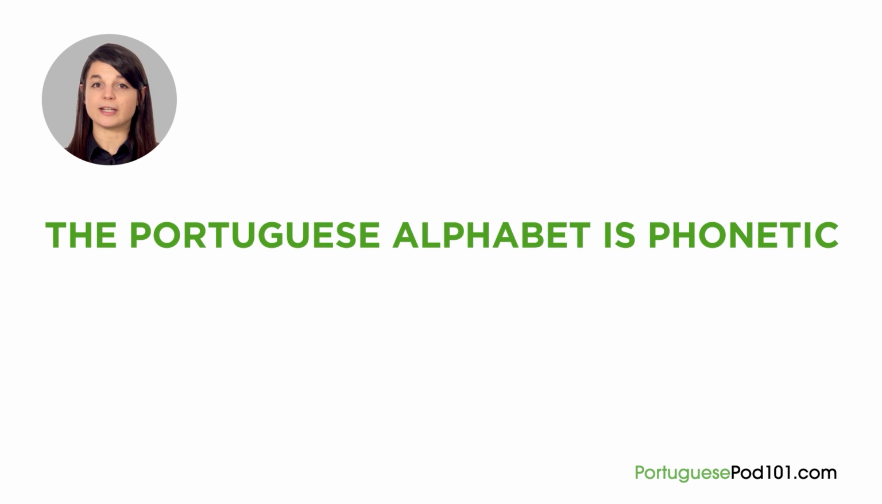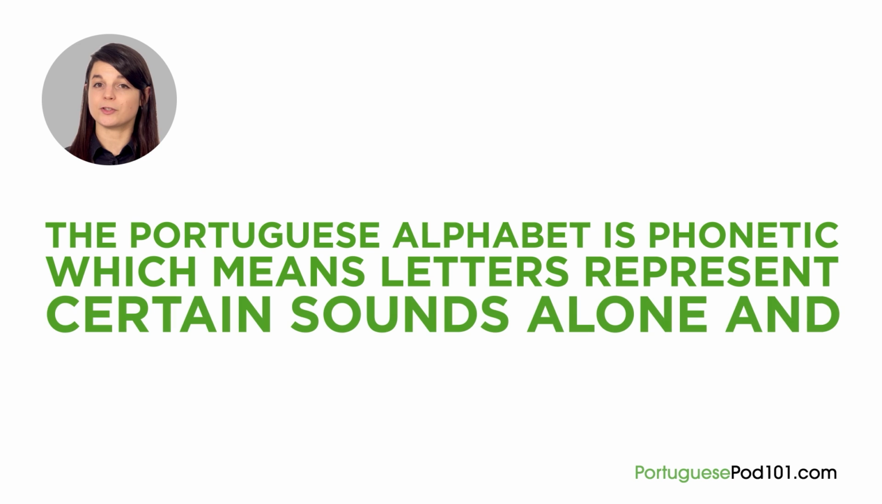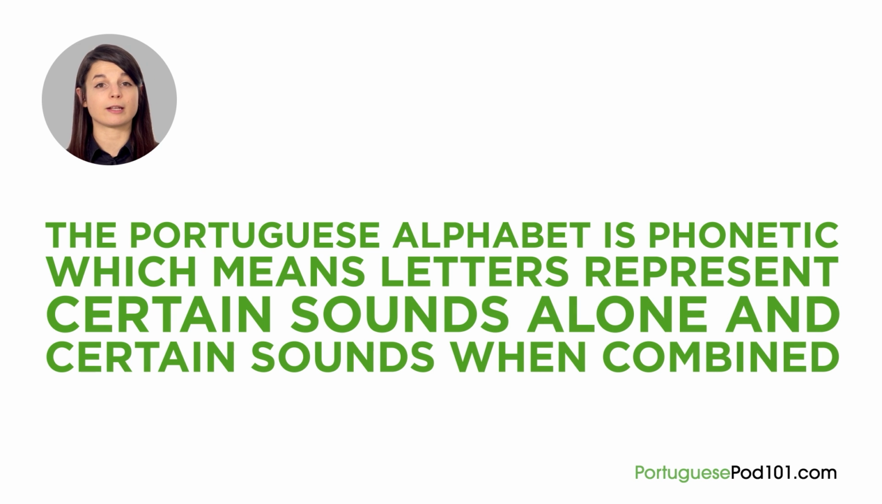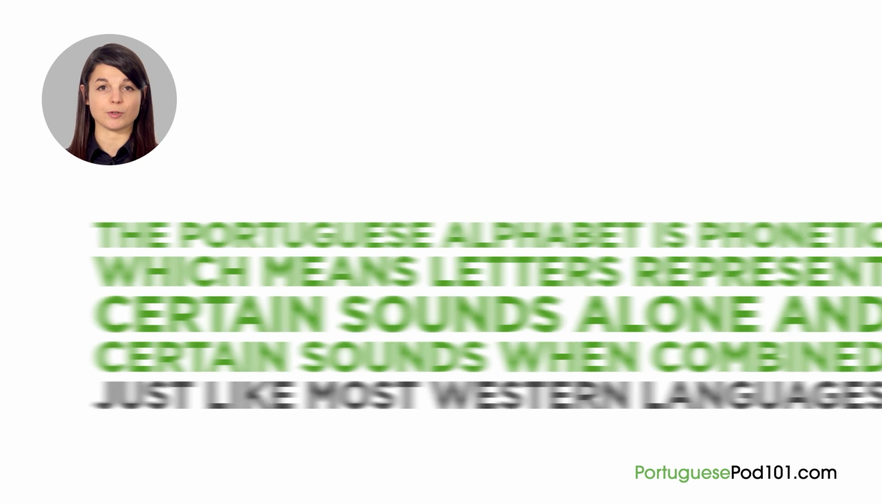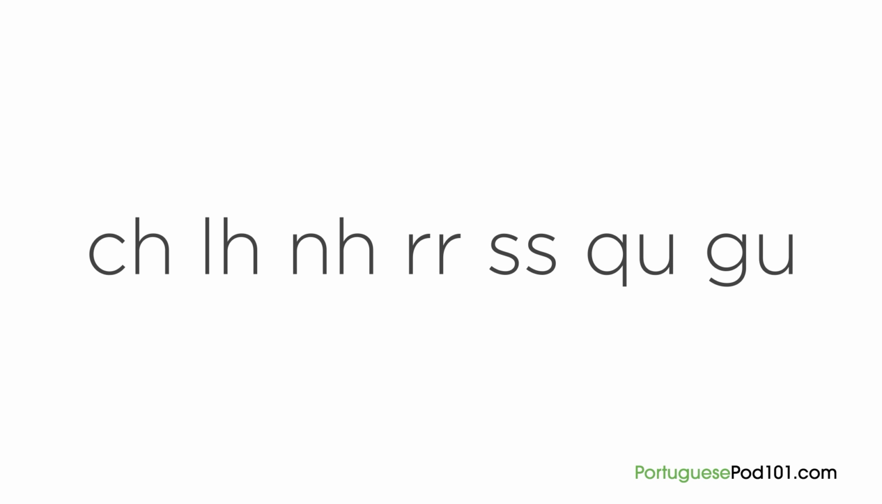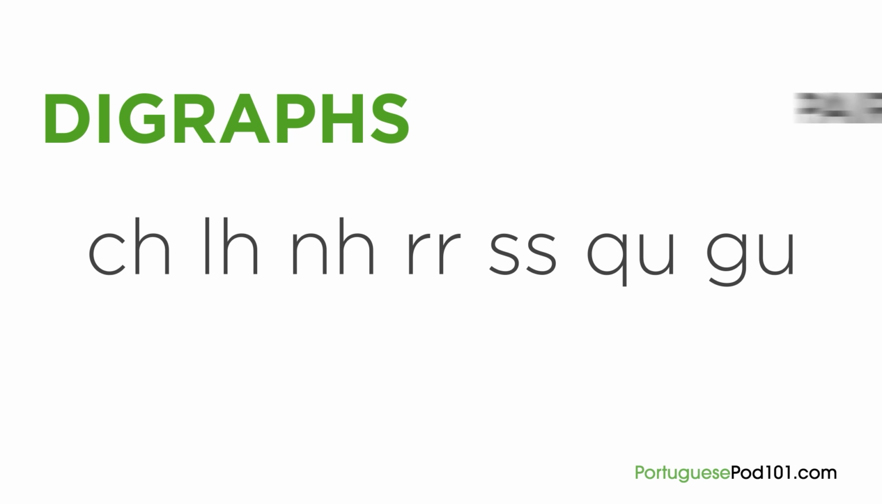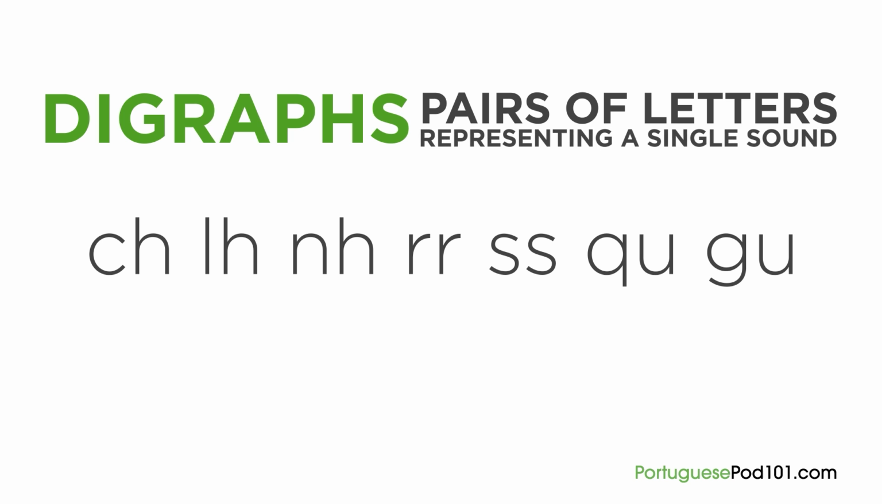The Portuguese alphabet is phonetic, which means letters represent certain sounds alone and certain sounds when combined, just like most Western languages. Portuguese, like English, uses digraphs, which are pairs of letters representing a single sound, different from their components alone, but they're not included in the alphabet.